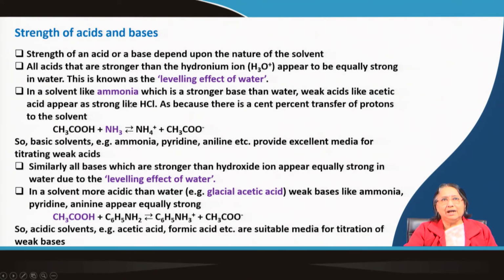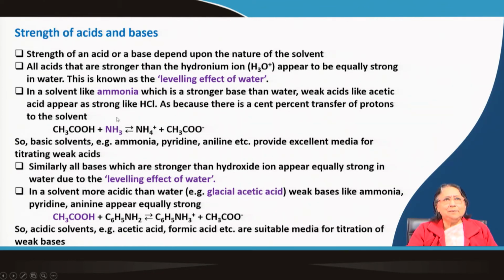In a solvent like ammonia, which is a stronger base than water, weak acids like acetic acid appear as strong as HCl. We know from the previous slide that acetic acid is a weak acid because it is a weak electrolyte and will not dissociate 100%. But if you take ammonia as a solvent instead of water, the acetic acid will act as a strong acid just like HCl in water, because there is a cent percent transfer of proton to the solvent. Very interesting.